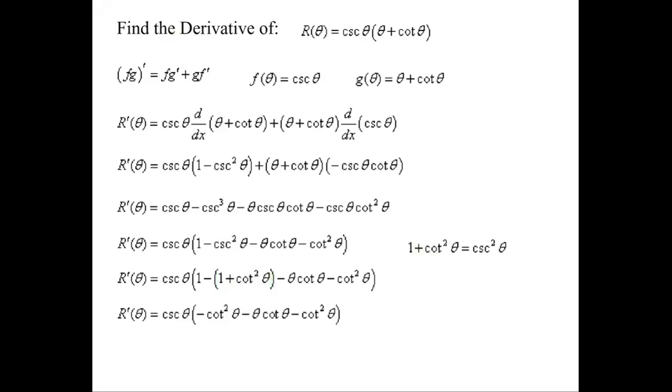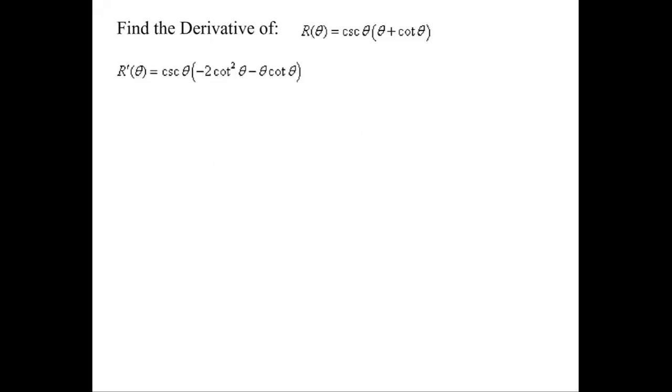Simplifying it further, the ones cancel out, and we distribute the negative sign. And then here we collect like terms. And then here, we factor out a negative and a cotangent of theta. So an alternative form for the answer for the derivative of r of theta is equal to negative cosecant of theta times cotangent of theta times the quantity of 2 times cotangent of theta plus theta. So in our next video, we're going to learn the chain rule. And with this final derivative rule, we could essentially find any derivative in calculus.